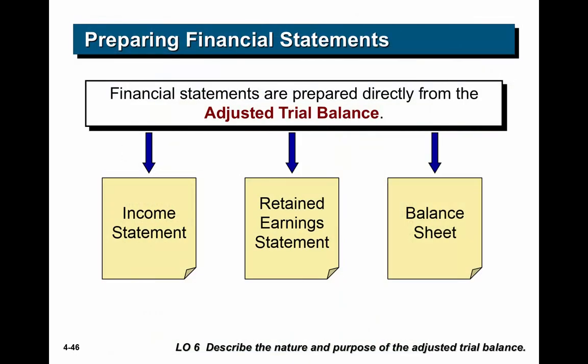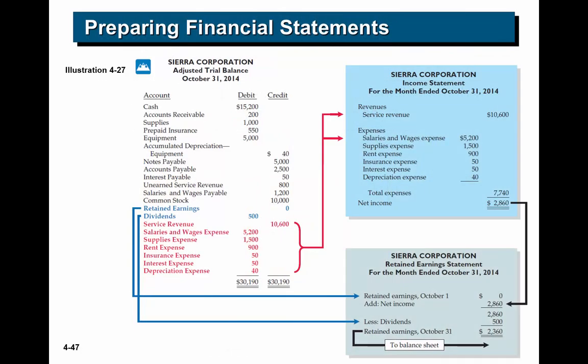What's cool is once we have an adjusted trial balance, it is super simple to make all of our financial statements right off of the adjusted trial balance. If you take a look at it, you'll see down there at the bottom, all of the accounts in red, those flow to the income statement. Pretty much it just comes straight over. That gives us a net income.